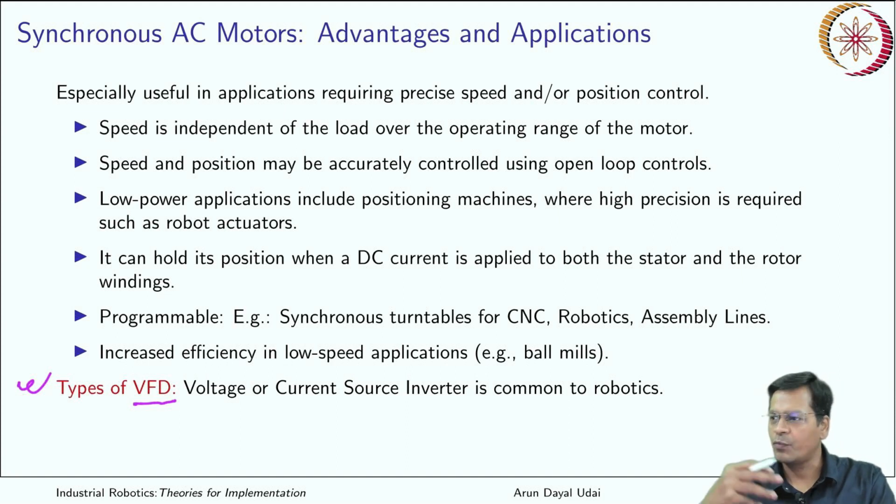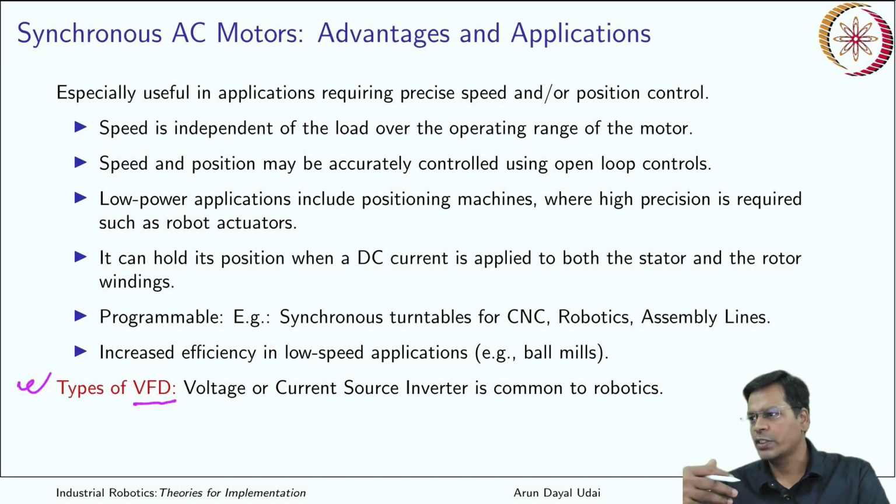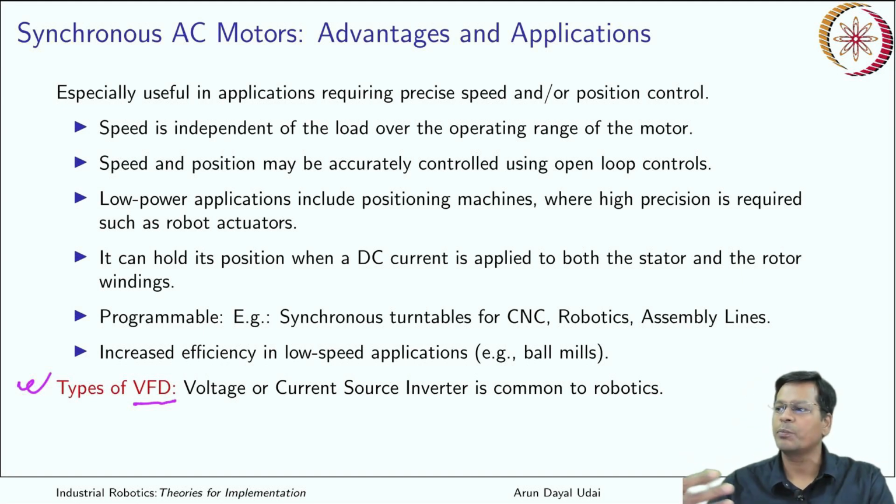It can be a voltage controlled, voltage source inverter, or it can also be a current source. So you can have a current one like this. If you want to control the torque, you have to use current based. Otherwise, for speed control, the voltage one is quite commonly used. So that is commonly used in robotics, both the kinds.